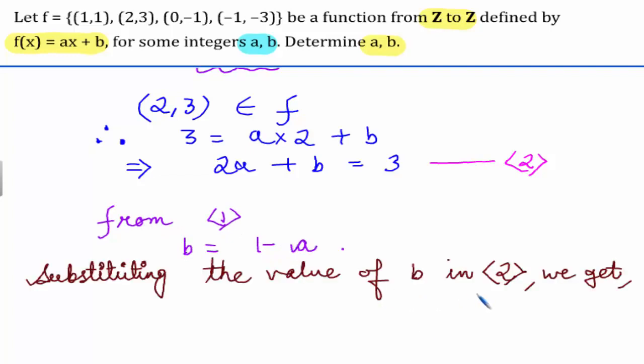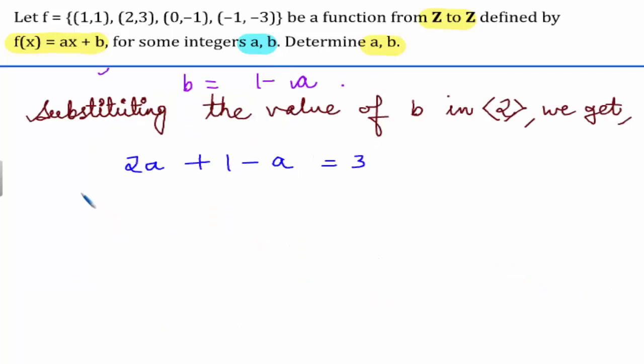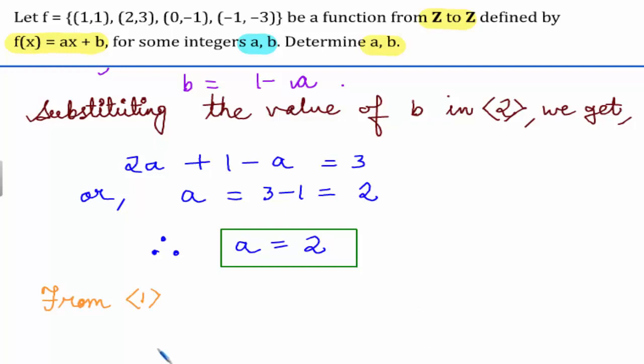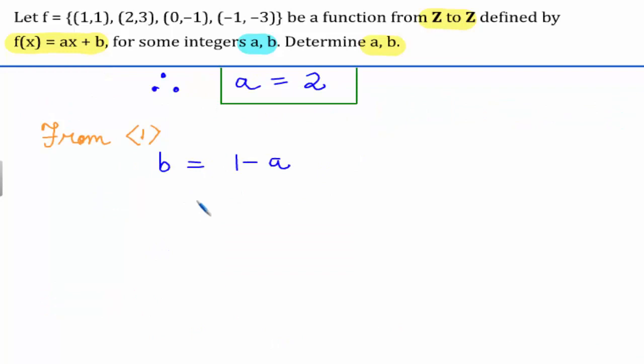Substituting the value of b in 2, we get 2a plus 1 minus a is equal to 3, or a is equal to 3 minus 1, that is equal to 2. Therefore, we obtain the value of a as 2. Therefore, from 1 we have b is equal to 1 minus a, that is equal to 1 minus 2, which is equal to minus 1. Therefore, we obtain b is equal to minus 1.